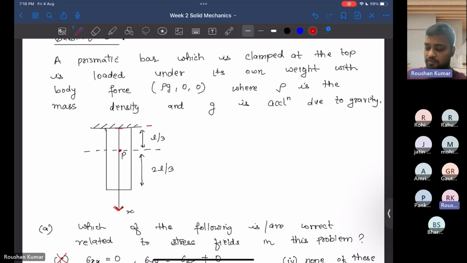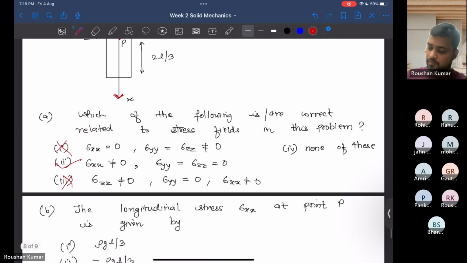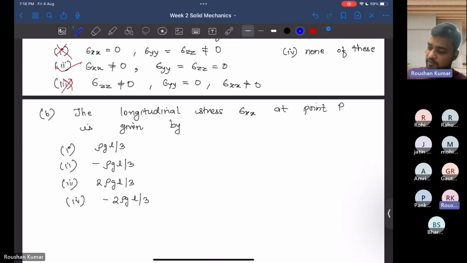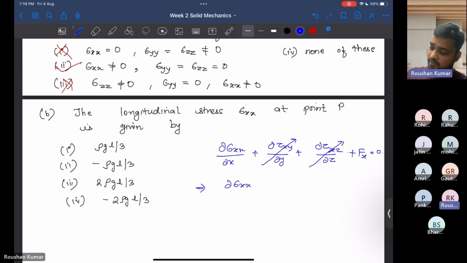So we are using the equilibrium equation here. The stress equilibrium equation along the x direction is given by del sigma xx upon del x plus del tau xy upon del y plus del tau xz upon del z is equal to minus fx, if there is an external force, otherwise equal to 0. We know that there is no shear stress present in this system as there is no lateral force acting on the body. So this will become 0, this will also become 0, and it will give us del sigma xx upon del x equal to minus of fx. Okay.